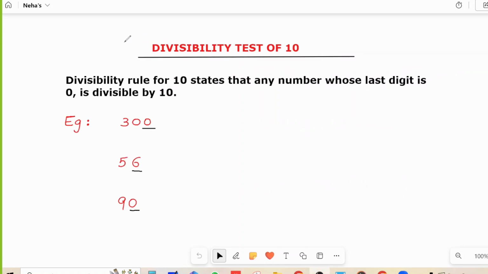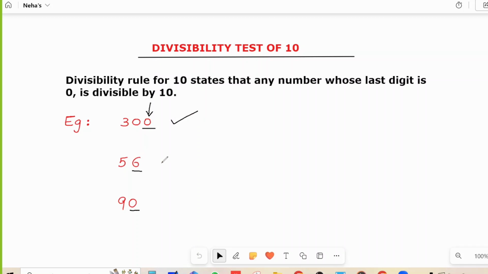The next divisibility test is of number 10. Divisibility test for number 10 states that any number whose last digit is 0 is divisible by number 10. Let us understand this with the help of few examples. In the number 300, the last digit is 0, and this follows the rule, that is, the last digit should be 0. So this is divisible by the number 10.